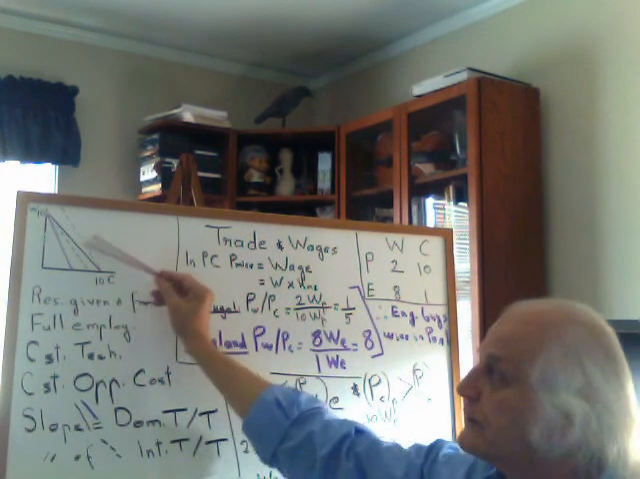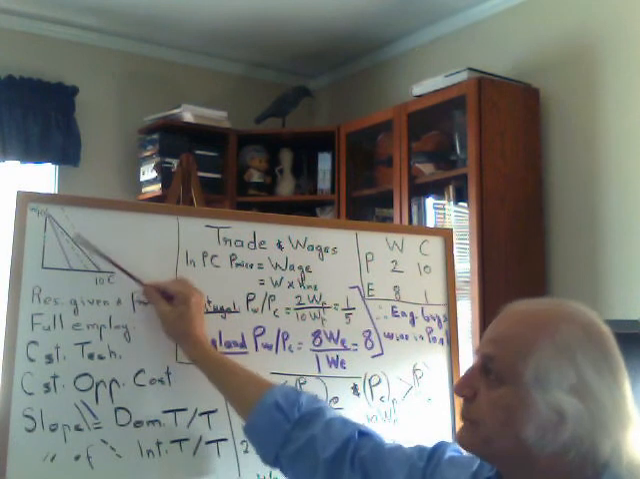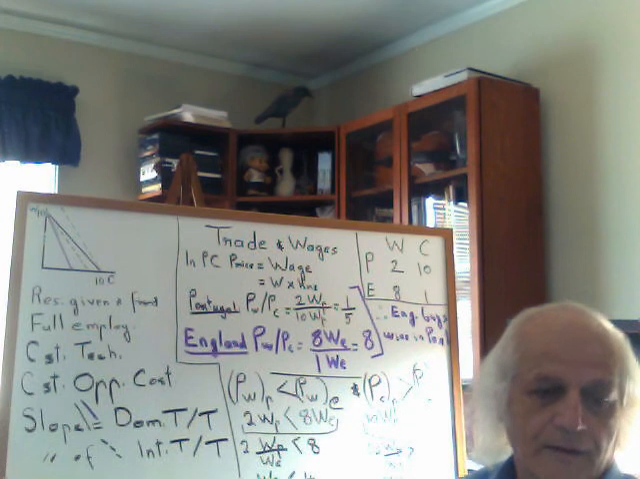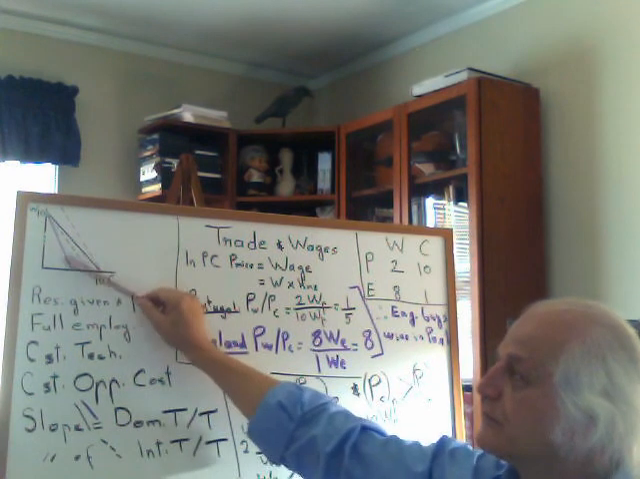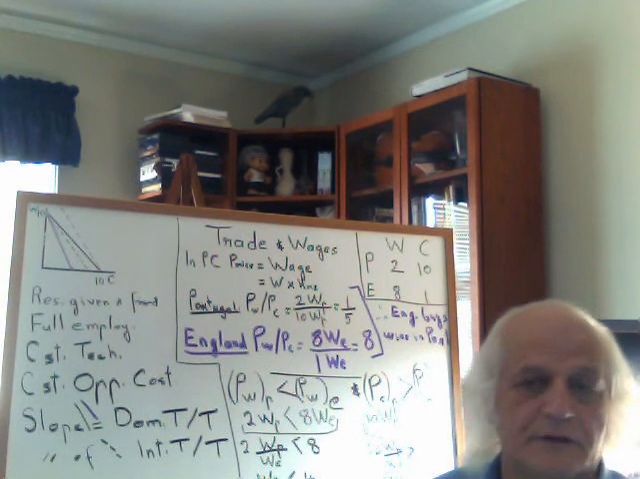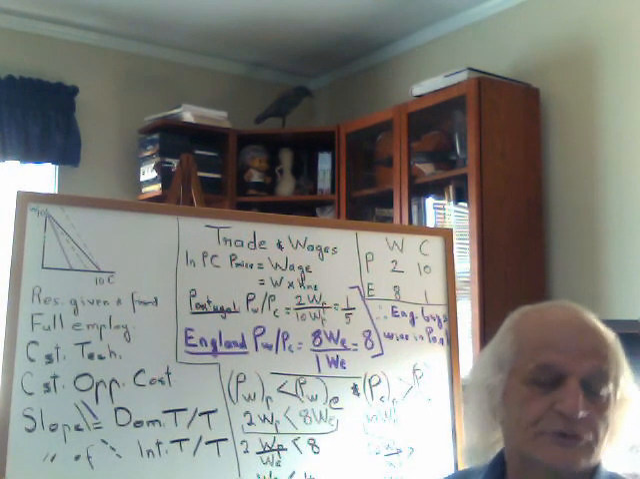Why? Because they don't have any resources for that. It is limited, so anything beyond this is not attainable. By the way, can it produce anything within this line? And the answer is obviously yes, because what does that mean then? It means that it's not using all its resources, so it's not fully employed.